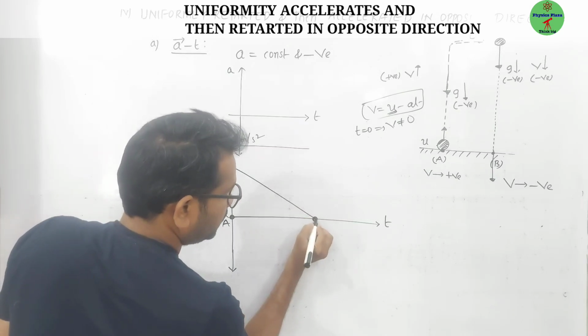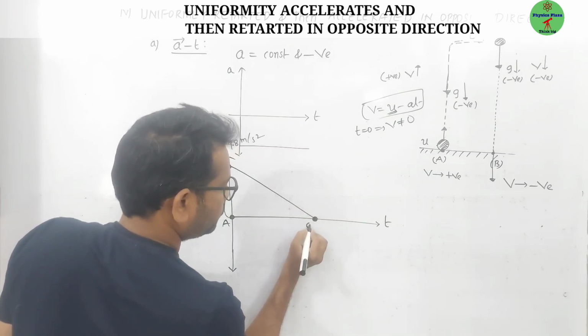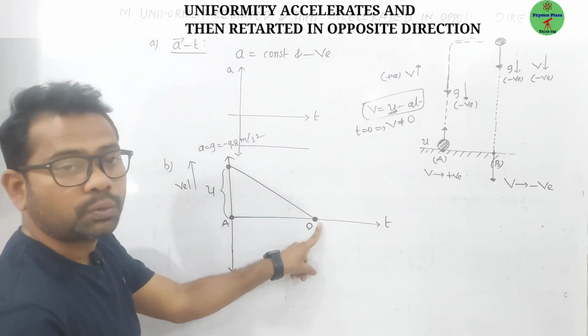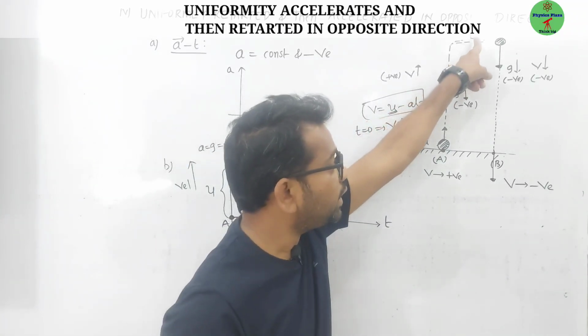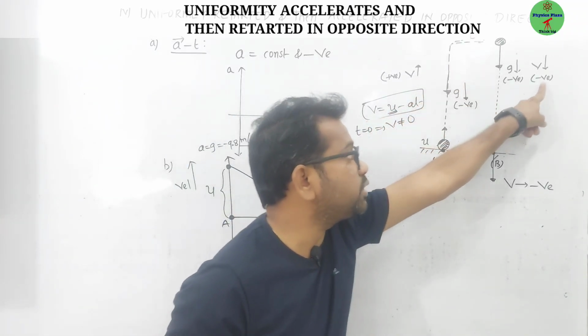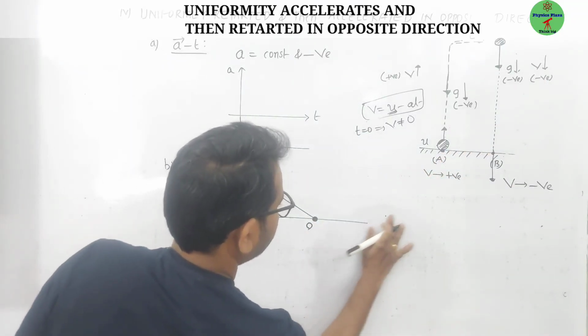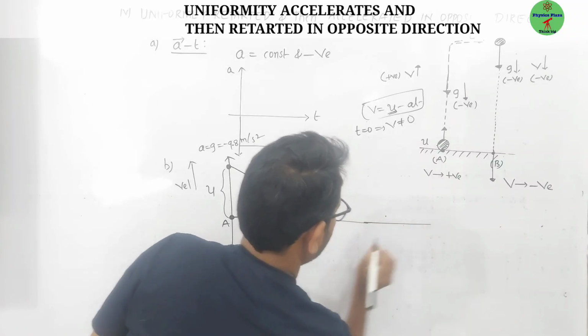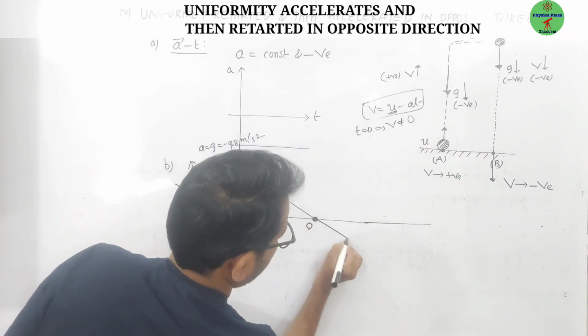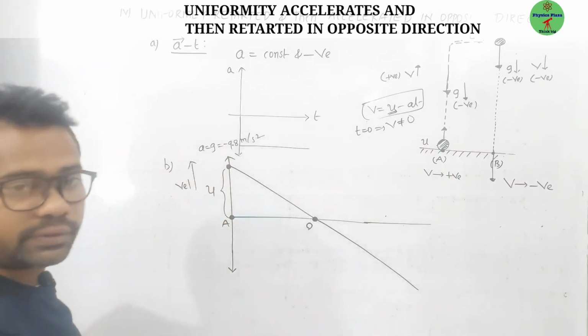At a particular point, let us say O, velocity is how much? 0. Then after that, velocity keeps on increasing, but in a negative direction it is increasing. Negative direction. Hence, we get a graph like this.